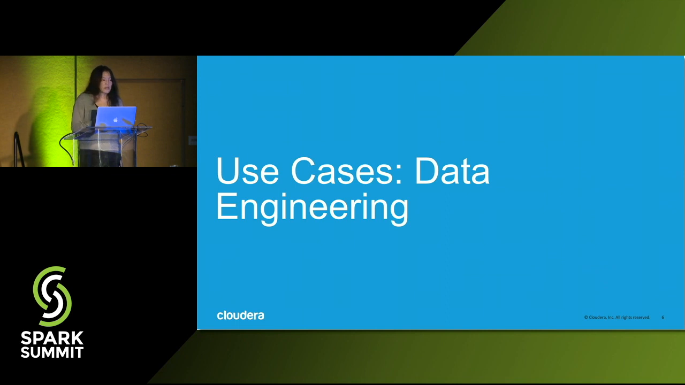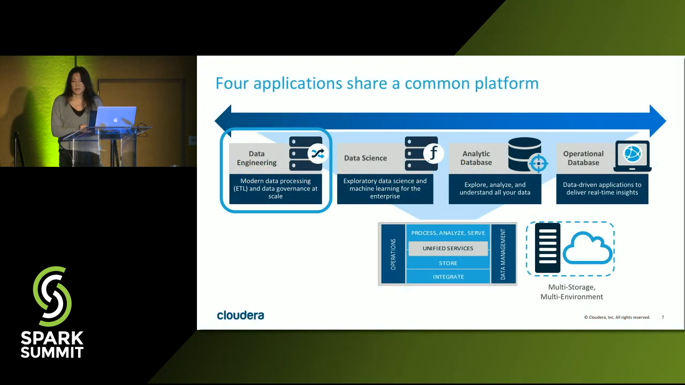So first, I want to discuss a little bit about the data engineering use cases that we're targeting. The CDH platform has 4 different types of workload patterns that we expose to end users. So this is data engineering, where you're taking raw data and doing data transformations on this raw data into cleaned tabular formats for further analytics or visualization or reporting.